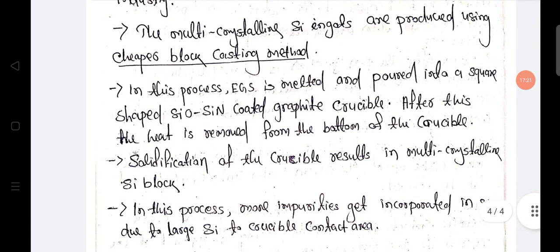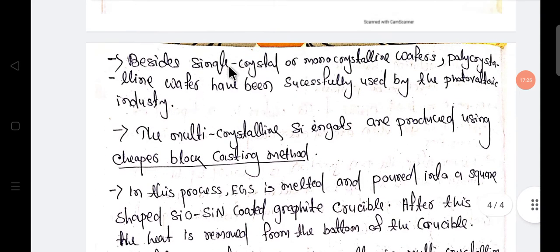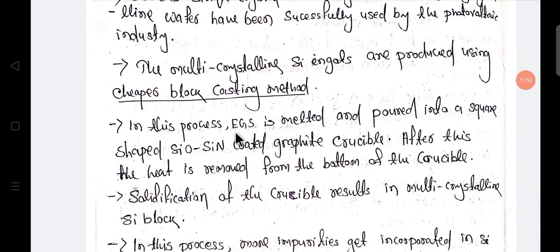Besides silicon single crystal or monocrystal wafers, polycrystalline wafers have also been successfully used by the photovoltaic industries. Polycrystalline is also used in the solar cell making industry. The multicrystal or polycrystal silicon ingots are produced by using the cheaper block casting method. In this method, EGS or electronic grade silicon is melted and poured into a square shaped silicon nitride coated graphite crucible. After this, the heat is removed from the bottom of the crucible.